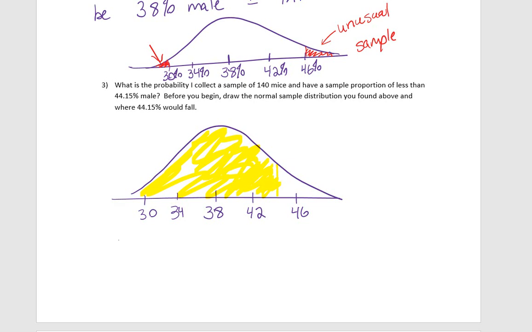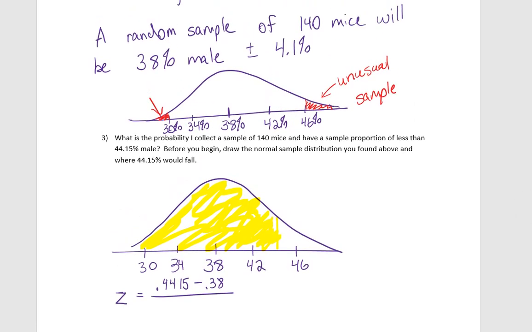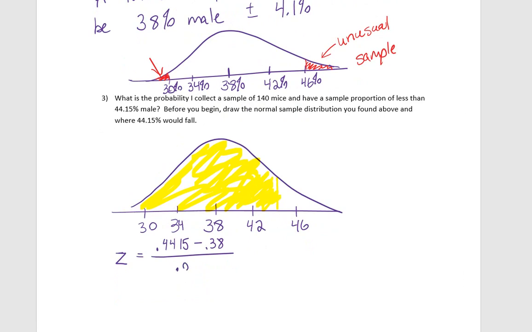So what I'm going to do is just like I did in chapter 6, which is I'm going to find the z-score. So I have 0.4415 minus my average. On average, I expect my mice to be 38% male, divided by my standard error, or my standard deviation, which is 0.041, which is going to give me a z-score of 1.5.